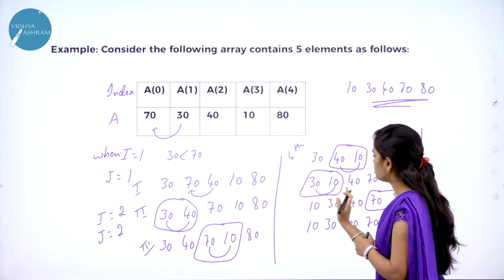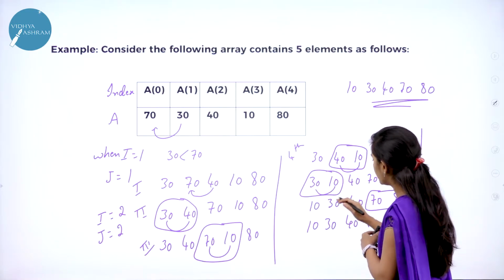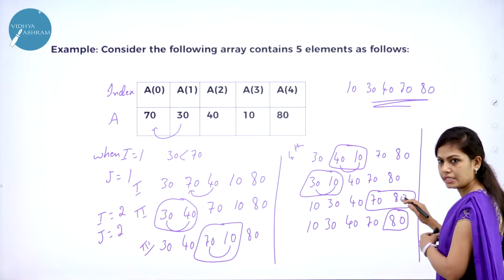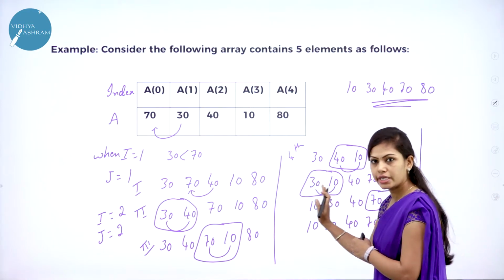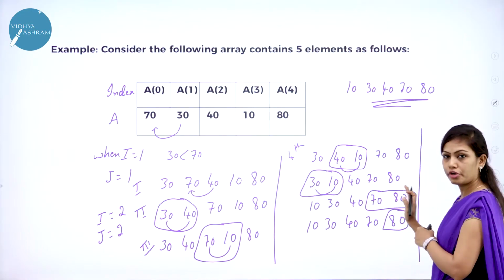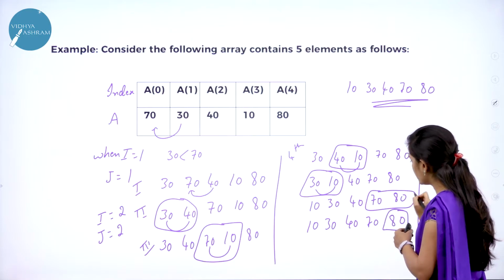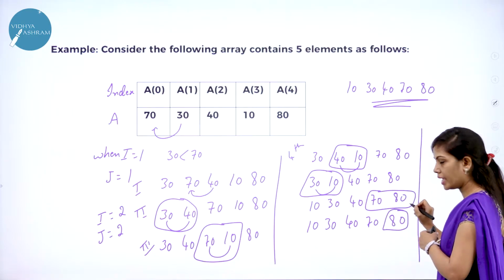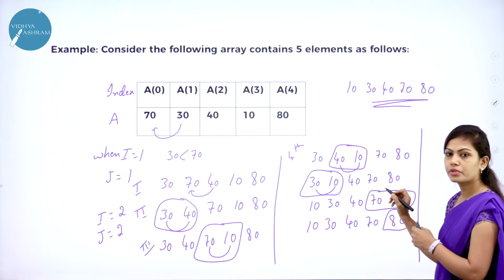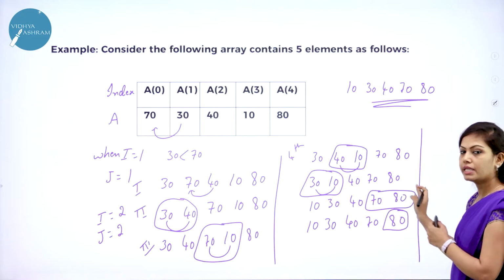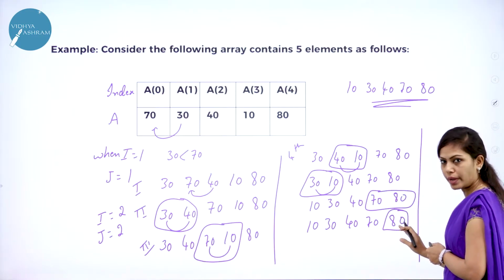So, again swap these two elements, that is 10, 30, 40, 70 and 80. These are in the sorted list, these two are in the unsorted list. Again you just compare these two elements, 70 with 80. You just check the values. 80 is greater than 70, so there is no swapping.